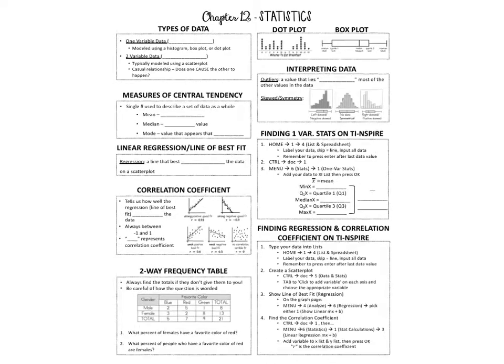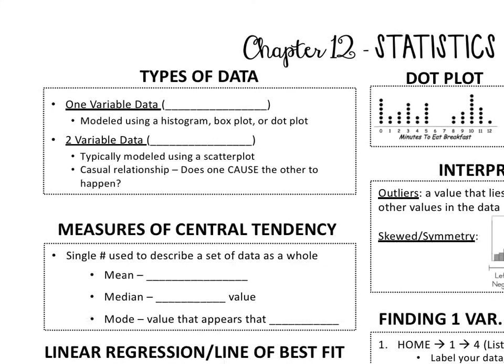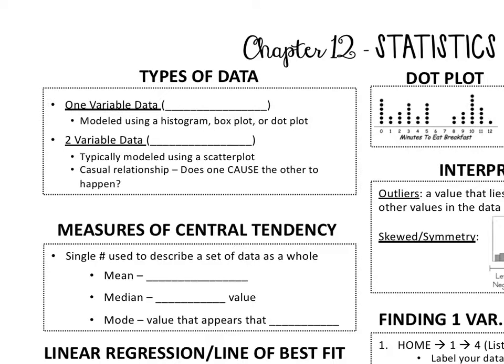Chapter 12 is on statistics. We're going to start by looking at the two different types of data. The first is when you have one variable data.